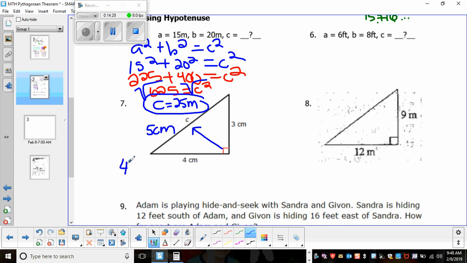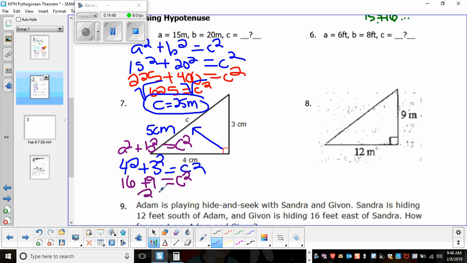So 4 squared plus 3 squared has to equal C squared. So these are my A and B, A squared and B squared equals C squared. I'm going to simplify these. So this is 16 plus 9 needs to equal C squared. 16 plus 9 is 25, needs to equal C squared. And remember, I want to get C by itself, so I'm going to take the square root of each side. So C equals 5 centimeters. So this math proves that C equals 5 centimeters.